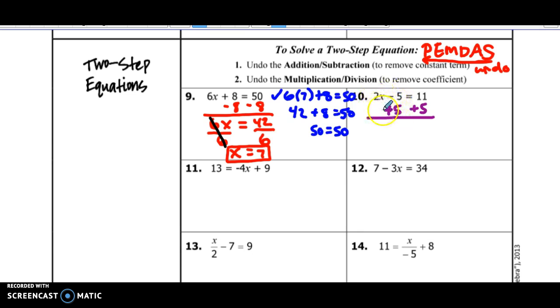On the left side of my equation, the minus 5 plus 5 cancel, so all I have left is 2x. And on the right side, I have 11 plus 5, which is 16. In my new equation, 2x equals 16. I only have one thing to get rid of now, and that is this 2. So to undo multiplication, I'm going to use division. So I'm going to divide both sides by 2.